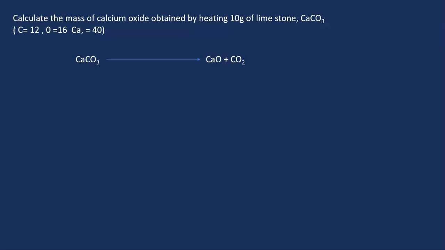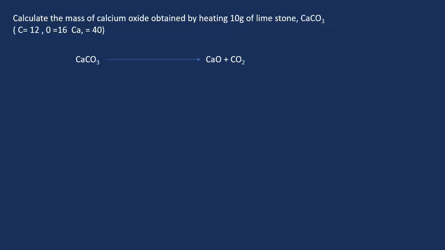When 1 mole of calcium carbonate is heated, it gives 1 mole of calcium oxide and 1 mole of carbon dioxide. In chemistry, if you have a balanced chemical equation and there's no number in front of the reactants or the products, you can assume that the number in front of this reactant or product is 1.